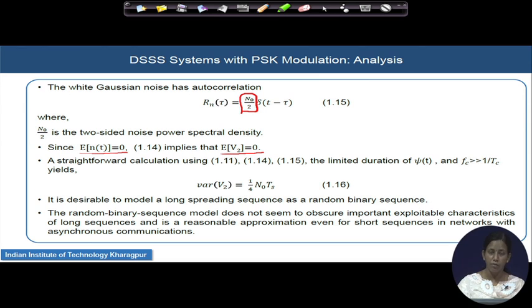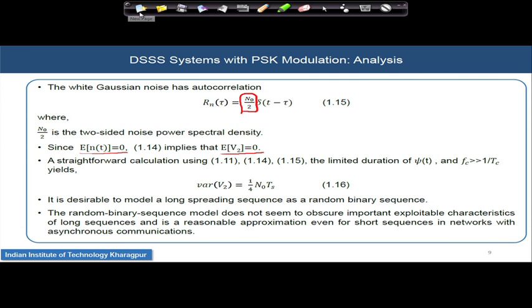And it is desirable that we do the modeling over the long spreading sequence as a random binary sequence, and this random binary sequence model doesn't seem to obscure the important exploitable characteristics of the long sequence, and it is a reasonable approximation even for the short sequence in networks with asynchronous communication. And with this holding good, in the computation of this V 2 variance there is no effect of this, because the jammer and the noise are completely independent and identically distributed quantities we are dealing with.